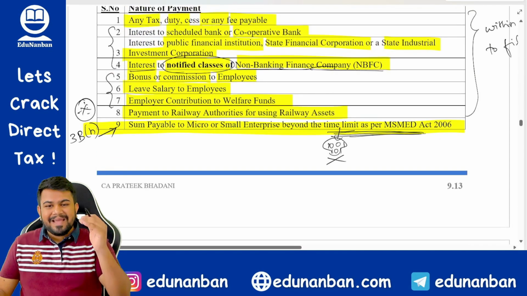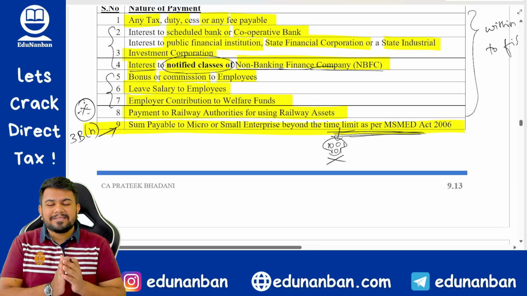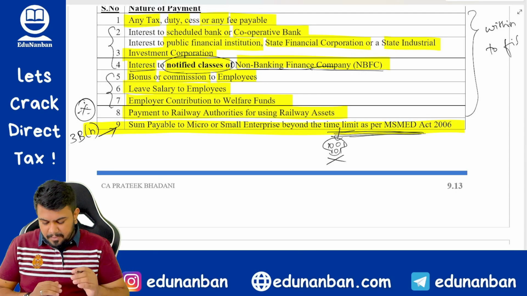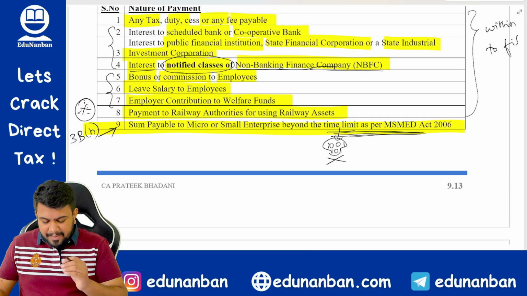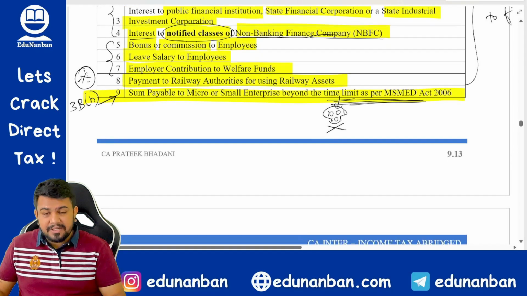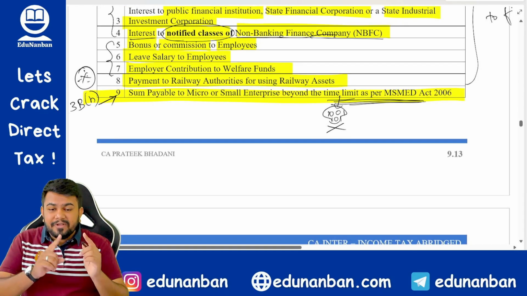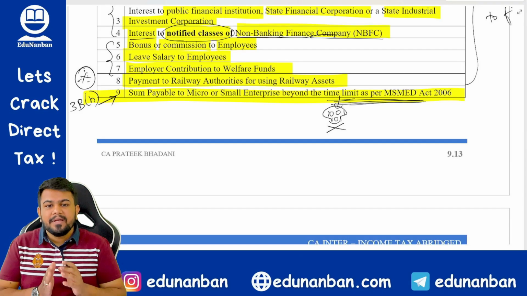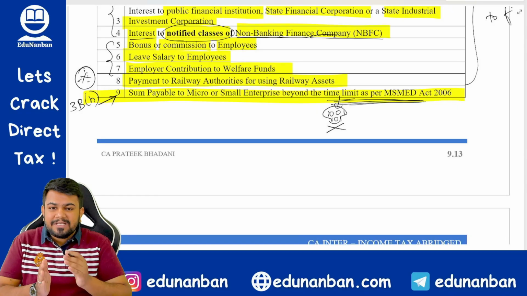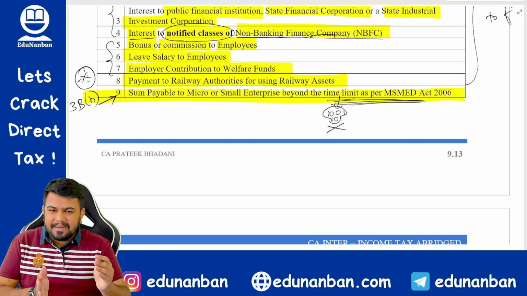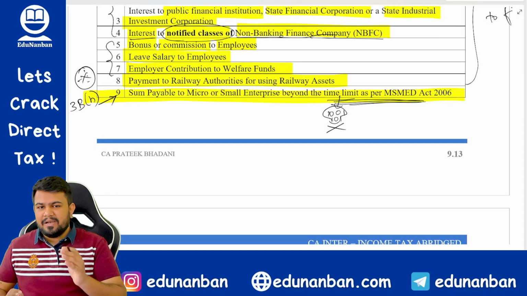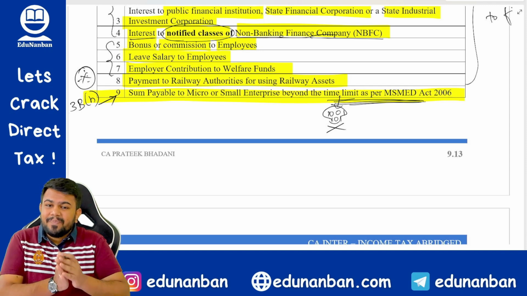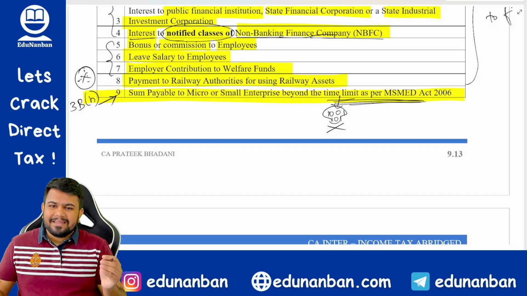Okay, so the first 8 points that we discussed are allowed as deduction if it is actually paid on or before the due date to file return of income. However, these payments to micro or small enterprise will be allowed as deduction only if it is paid within the due date that is specified in the MSMED Act. So the assessee has to make the payment as per the due date of the MSMED Act. If it is paid within the due date, it is allowed as deduction. If it is not paid, it will not be allowed as deduction. If it is paid late, then it will be allowed in that year.